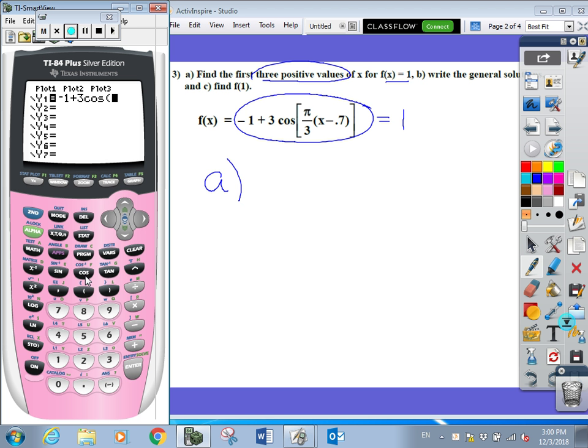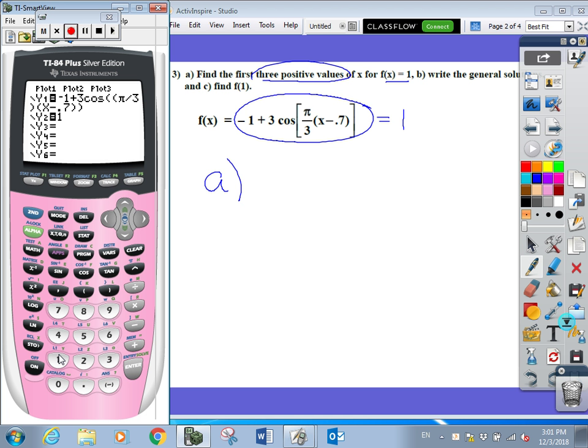Now, if you have the ability to make your pi over 3 look like that by hitting, is it alpha y equals? Do that. My calculator is a little bit older, so it doesn't let me do that. So I need to put that pi divided by 3 in its own set of parentheses. But if yours lets you put it as the fraction top over bottom, you don't need to do that. We do need to open a second set of parentheses, and this parenthesis does need to be there for you. X minus 0.7, close, close. And then in y2, we're going to put 1, because we want to know, when does that function equal 1?